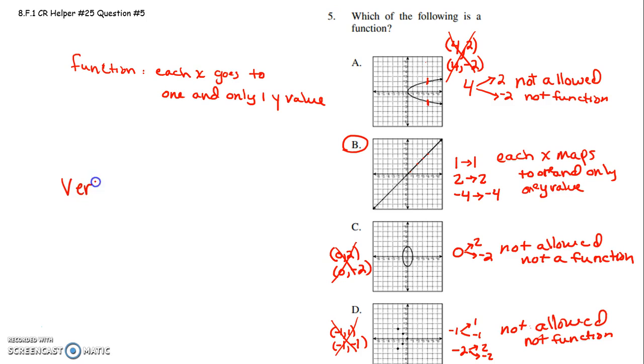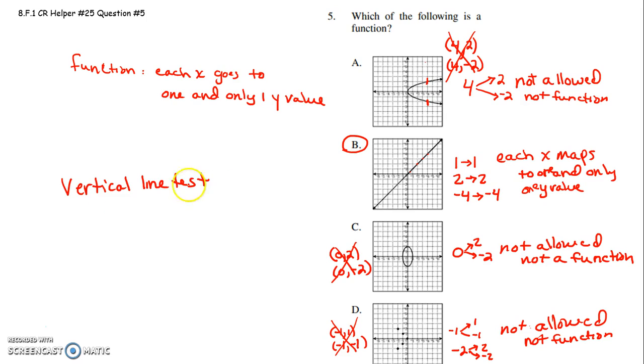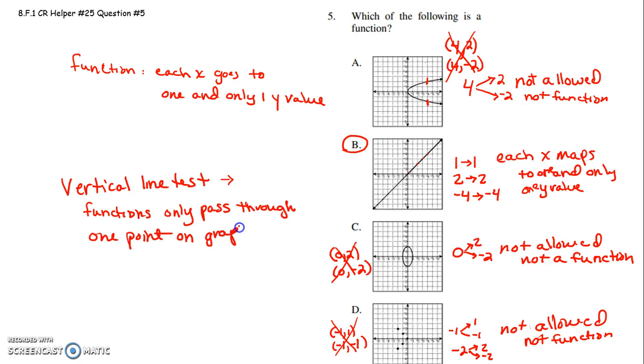You can also do something called the vertical line test. Oops, sorry, I'm jumping slides. Vertical line test. Functions: the vertical line will only pass through one point on the graph if you're a function. A vertical line will only pass through one point on the function.